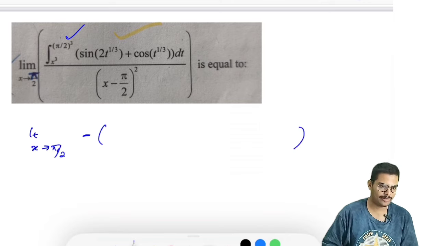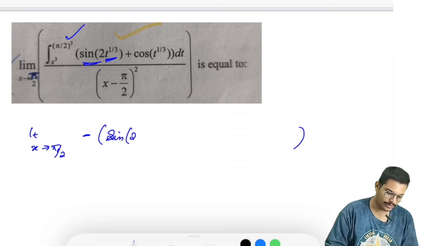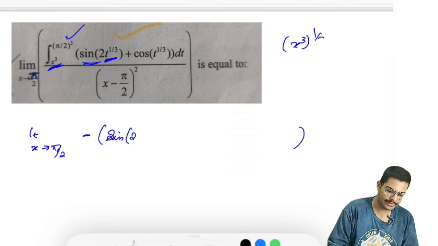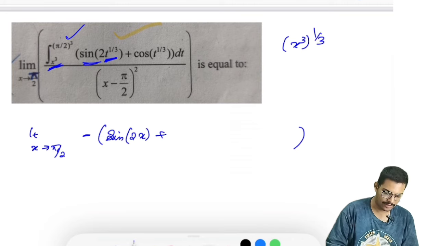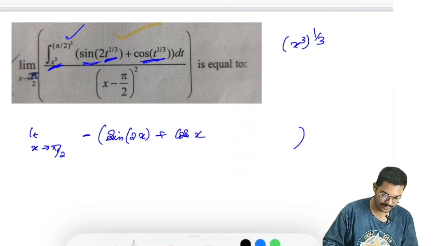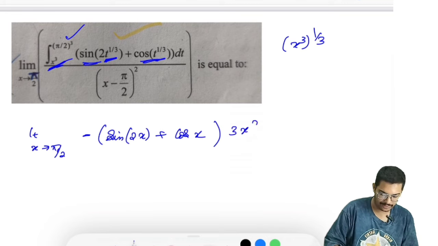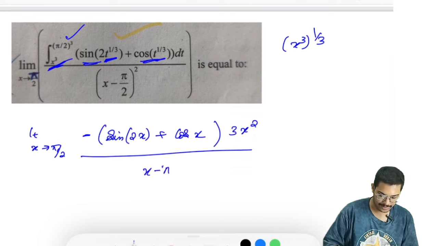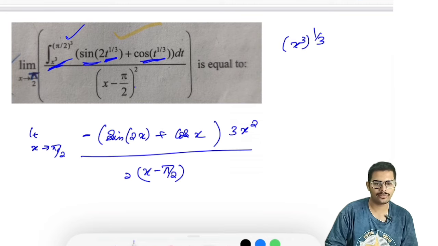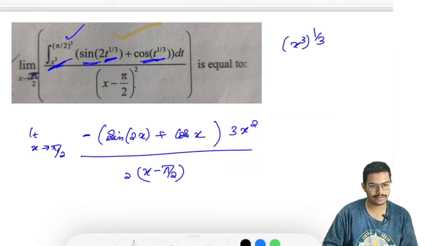Now when you put it here, it is sine 2 x cube, instead of t put x cube, raised to 1 by 3 is simply x, it is sine 2x plus cos x cube the whole raised to 1 by 3 is cos x. Then applying the chain rule, we need to take the derivative of this x cube, it is equal to 3x square, divided by x minus pi by 2. The derivative of this term, x minus pi by 2 the whole square, is 2 into x minus pi by 2. Then you apply the chain rule, it is 1.